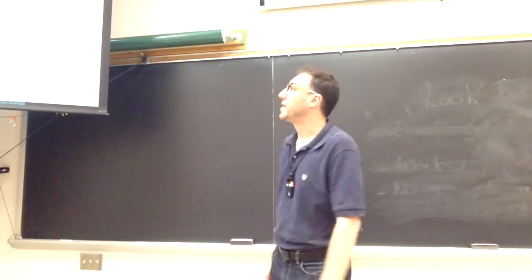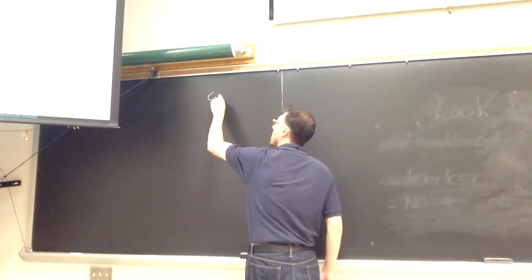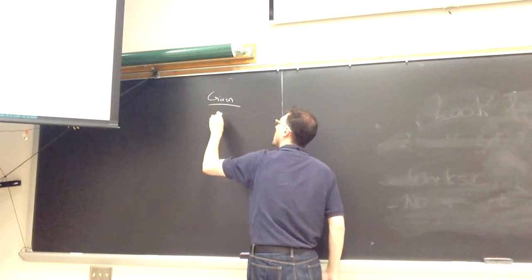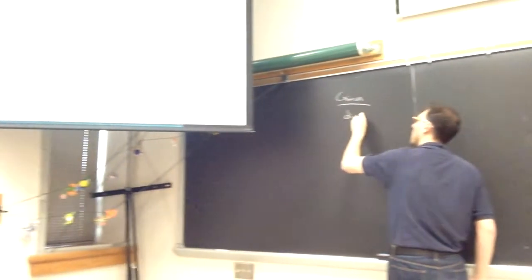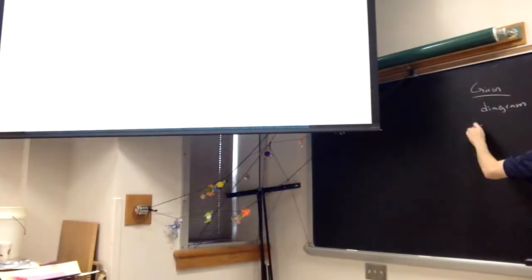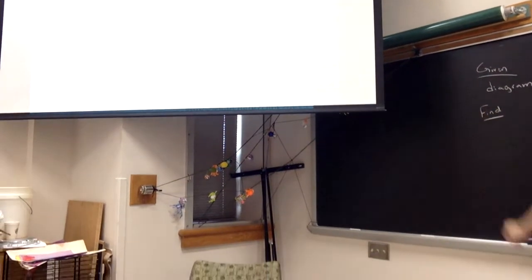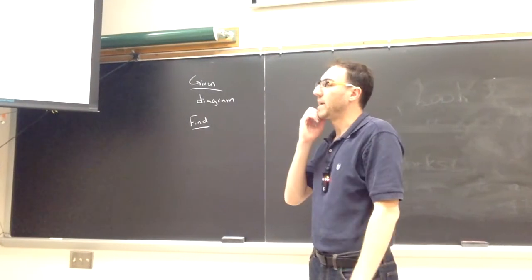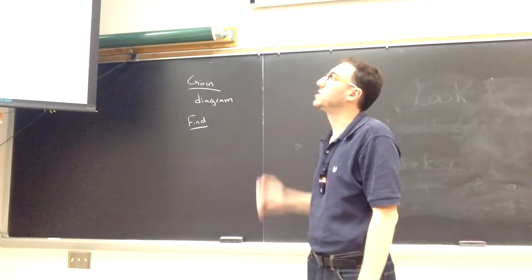Here we are given the diagram. It has a pin connection at A. It has a roller at B.